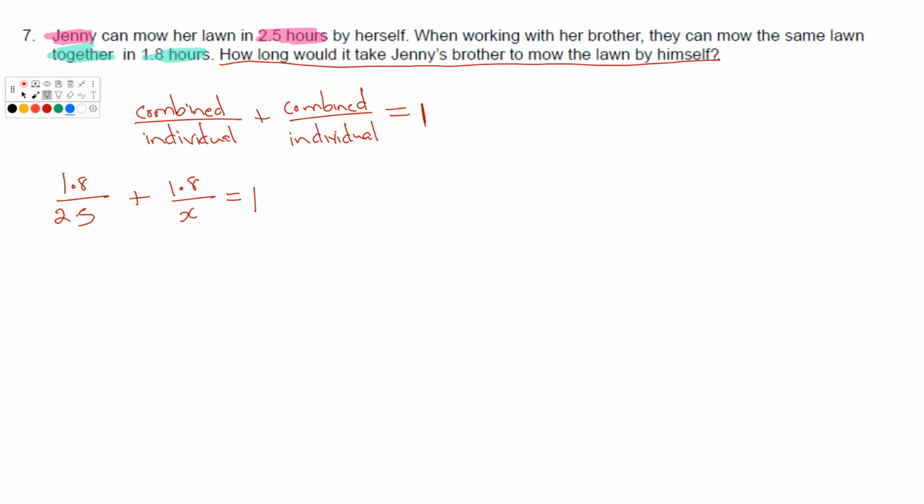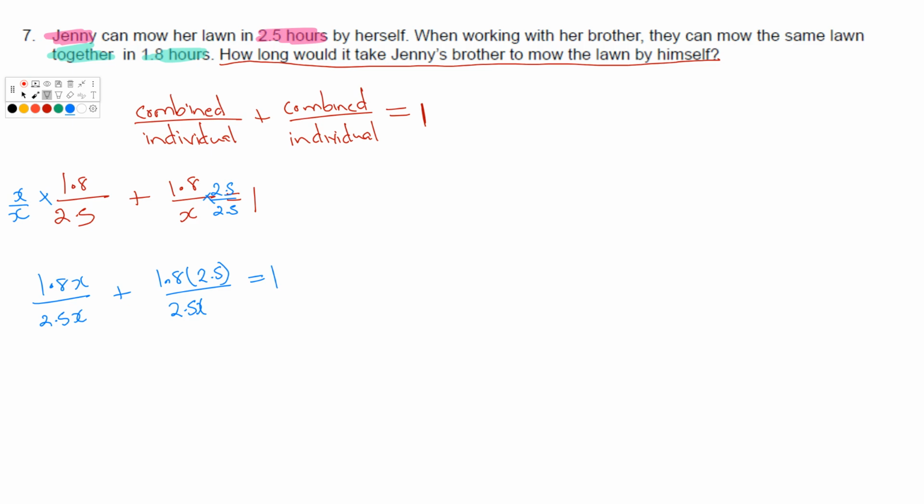Now, to solve this part of the equation like we've been doing, we're going to focus on the left side of the equation to simplify it into just one fraction. So over here, we multiply by x over x, and here we're going to multiply by 2.5 over 2.5. And so what that will give us is 1.8x over 2.5x plus 1.8 times 2.5 over 2.5 times x, and that should still be equal to 1.